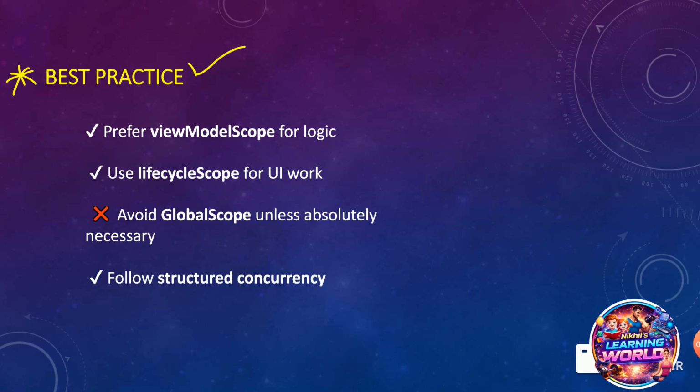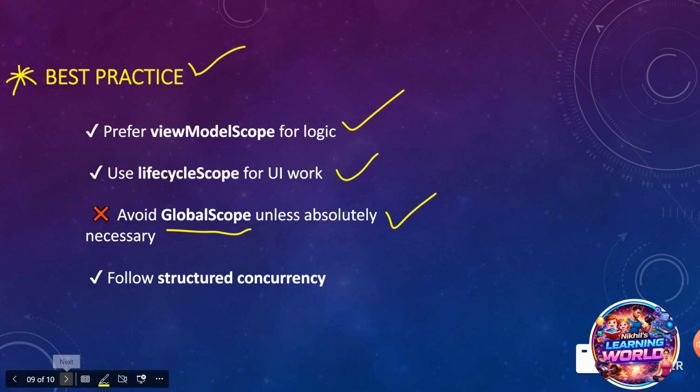So, best practice: view model scope is used for API and data handling, and lifecycle scope for your UI updates. Avoid GlobalScope always, unless absolutely needed. That's the main point, because you can have memory-related issues with GlobalScope. Kotlin promotes structured concurrency. Everything should be tied to your lifecycle. That's the main point here.